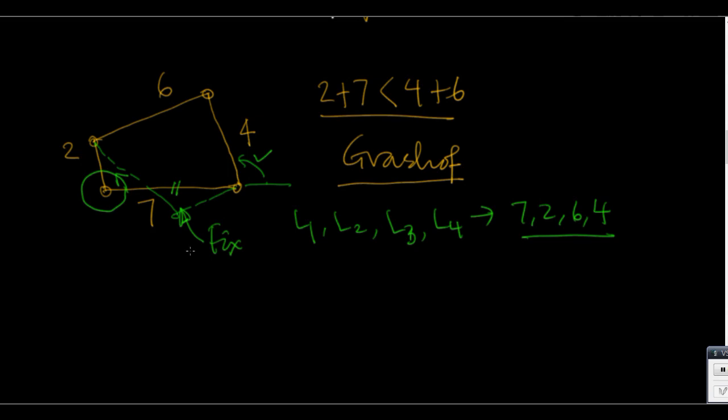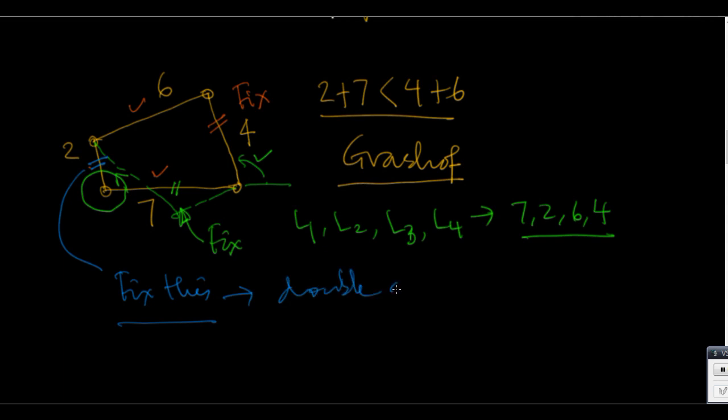So instead of fixing this link, suppose we fix this one. Now it is a double rocker. Sorry, double crank. Now it is a double crank. Which is it? Sorry, if I fix this one, it is a double crank. My apologies. So if I fix this one, then it is a double crank. So that means 2, 6, 4, 7, we should get a double crank.